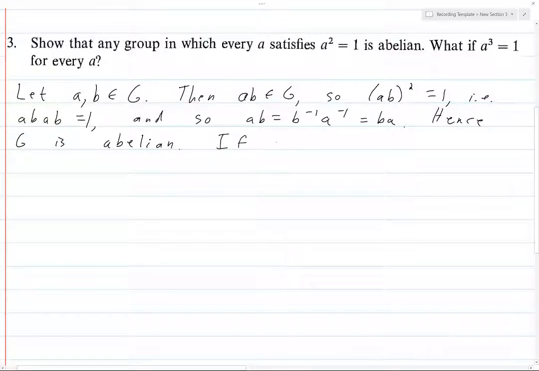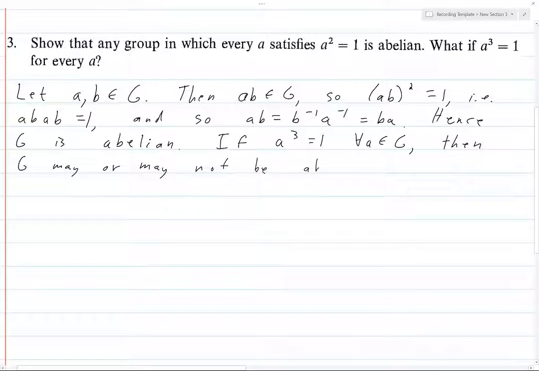So now if A cubed equals 1 for all A in G, then G may or may not be abelian. And this is why I don't think this is a fair problem. First of all, you can come up with a very easy example of an abelian group in which A cubed equals 1 for every A.